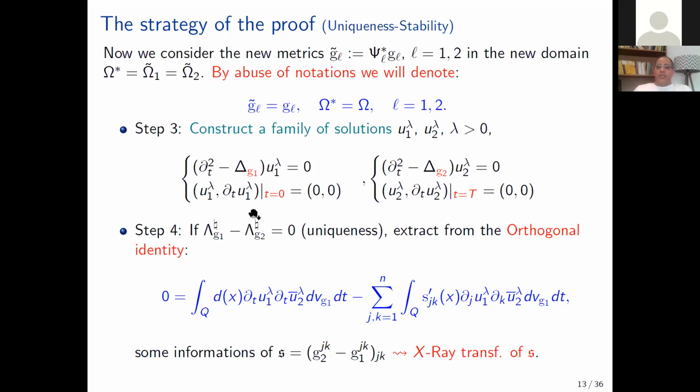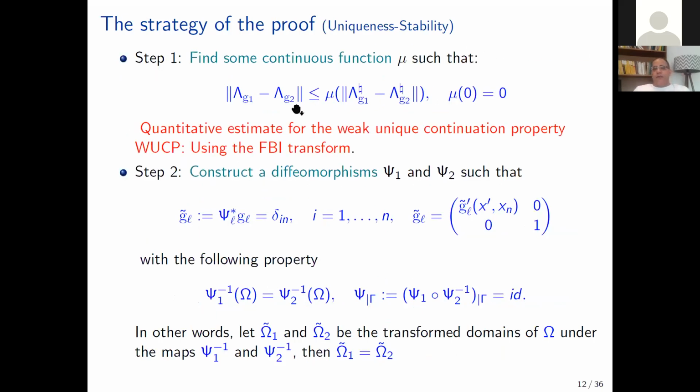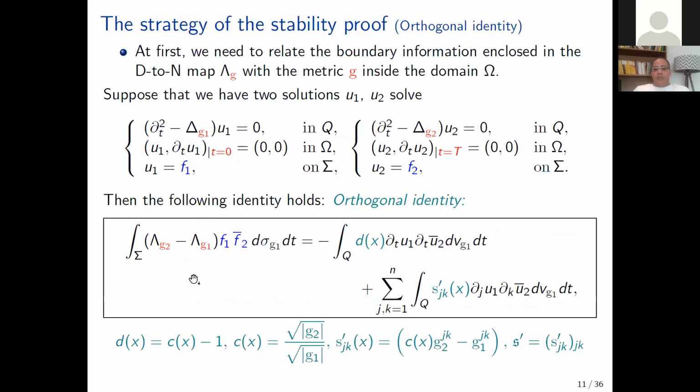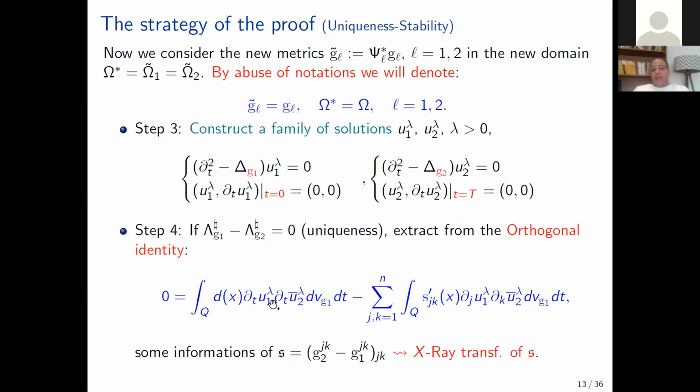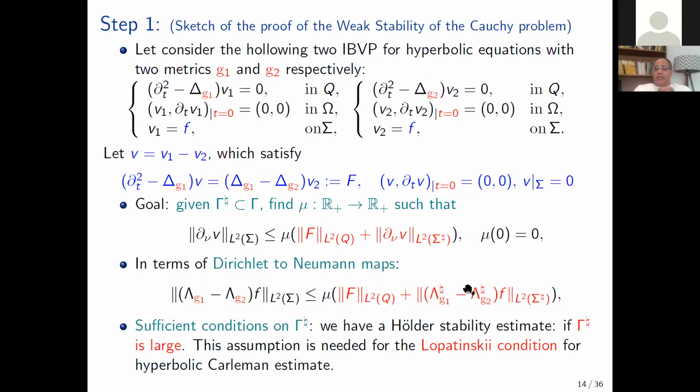So if we assume that we have the same partial Dirichlet-to-Neumann map, for example for the uniqueness, then by the first step we have the same global Dirichlet-to-Neumann map. Then this quantity is equal to zero, so this integral is equal to zero. So we apply the orthogonal identity to our constructed family of solutions, which depends on lambda. And from this integral, we need to extract some information on the symmetric tensor S, which is the difference between g1 and g2. This will be done by the X-ray transform of the symmetric tensor S. Okay, this is the global strategy of the proof.